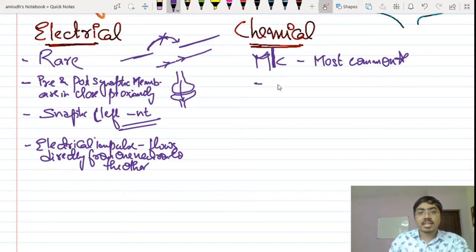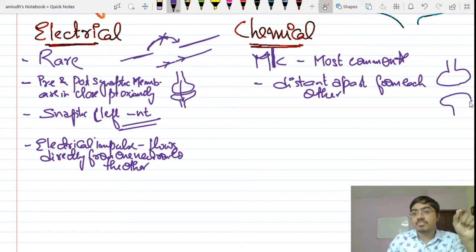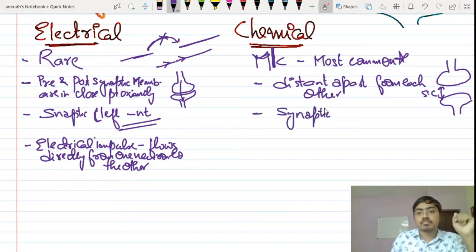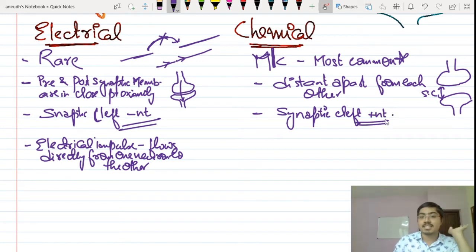But here I have to say that you have a very big synaptic cleft. So the pre and post synaptic membranes are distant apart from each other. If I keep one neuron like this as the presynaptic membrane, the postsynaptic membrane will be at a great distance, and you have a synaptic cleft in between. So you call this the synaptic cleft. Your synaptic cleft is very much obvious, it is present in these kinds of chemical synapses.